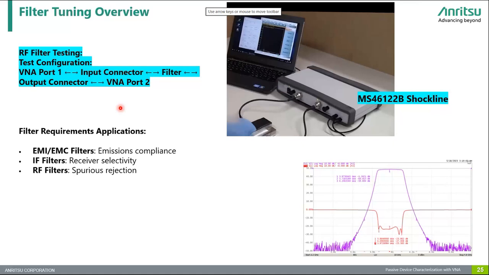In addition to electrical performance, temperature testing is also critical. Filters can drift with the temperature, so we monitor frequency drift, typically specified in ppm per degree centigrade, and VSWR stability to ensure consistent performance across the operating temperature range.